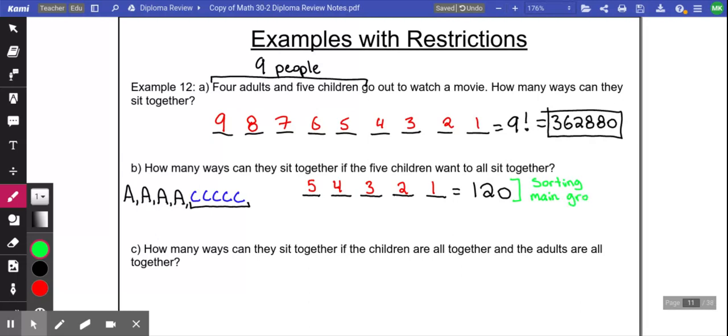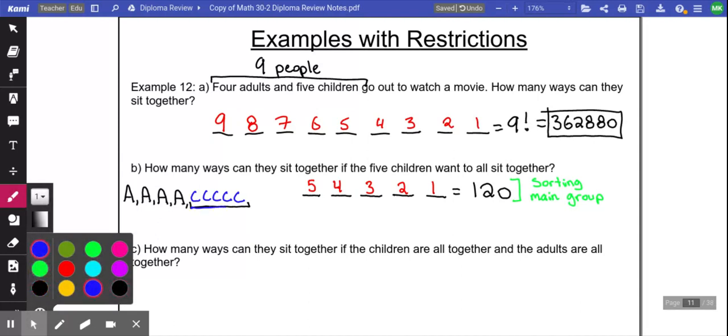That's considering everyone together. But we never said the order in which the kids sit, right? We've just grouped them all together. We have to remember that these 5 kids, they could then rearrange themselves and sit however they want. So we have to redo it again for the smaller group of kids. We go 5 times 4 times 3 times 2 times 1. That's another 120 ways that you could sort the kids. I call it sorting the subgroup.